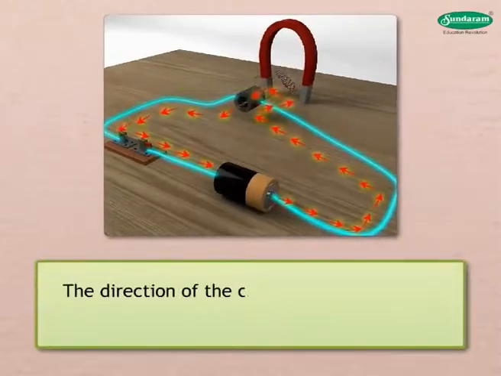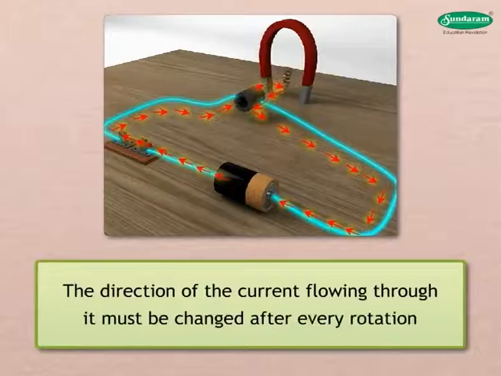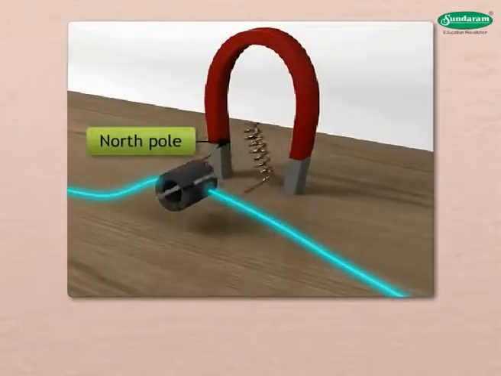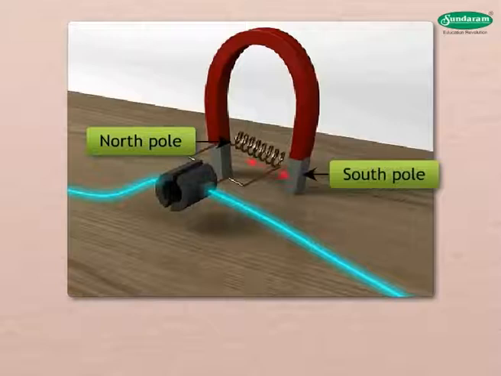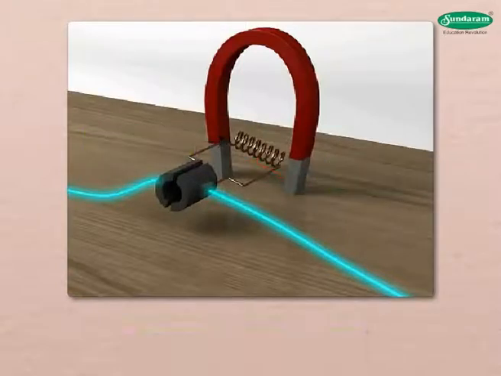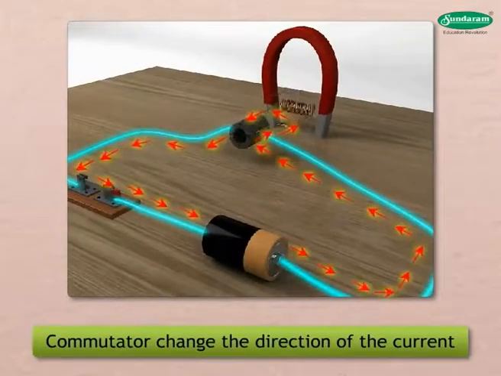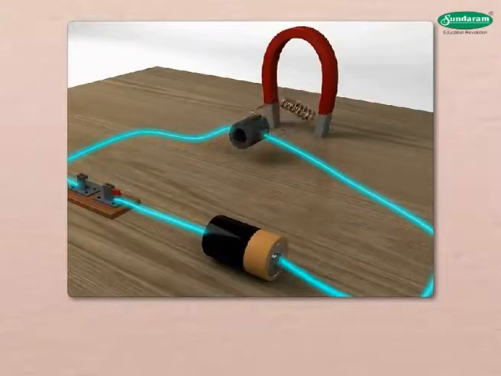The direction of the current flowing through it must be changed after every rotation. Otherwise, when the north pole of the coil comes near the south pole of the magnet, there will be attraction between them and the coil will stop rotating. A commutator is used to change the direction of the current in the coil after every half rotation. This is how an electric motor works, by setting armature in motion by sending an electric current through it.